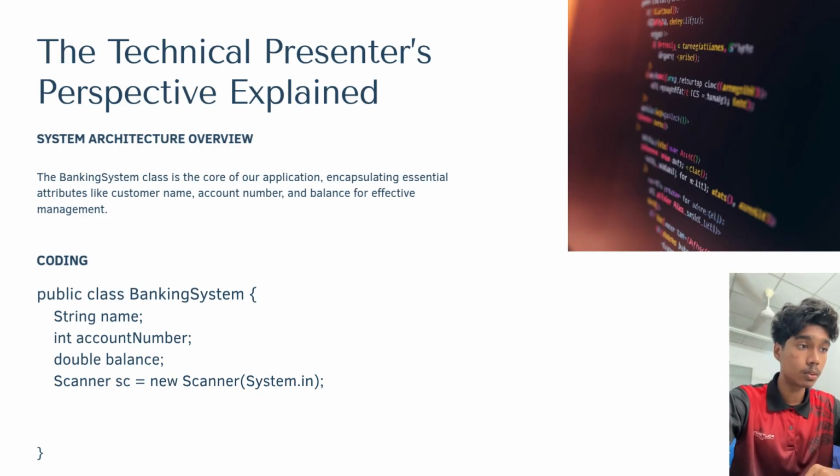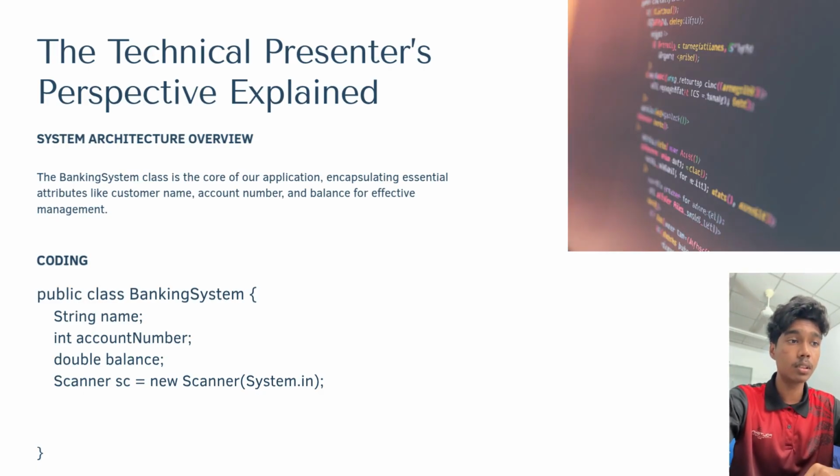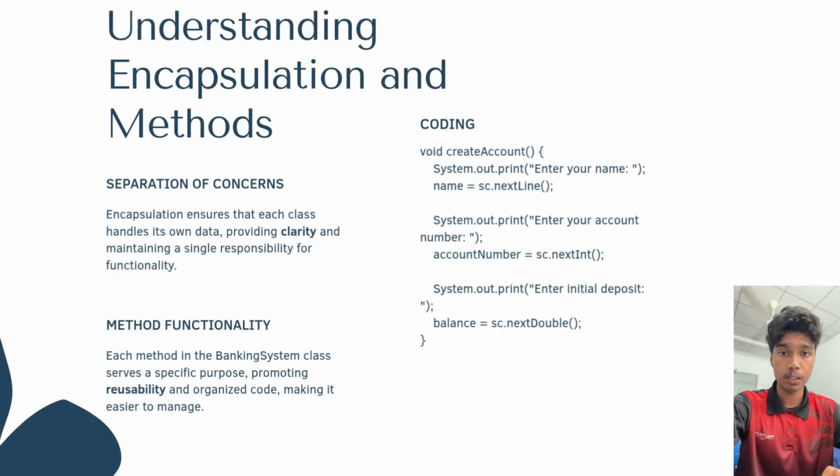As you can see in the code snippet, we have declared these attributes and a scanner object to handle user input. On the next slide, I want to explain about understanding encapsulation and methods. Building on that, encapsulation gives each class a single responsibility. In our banking system class, each method has a specific job. For example, the create account method you see here is solely responsible for gathering user input to initialize an account. The separation of concerns makes our code reusable and much easier to manage and debug.